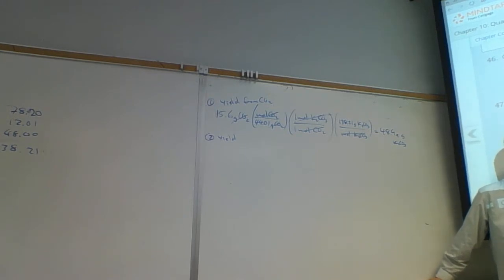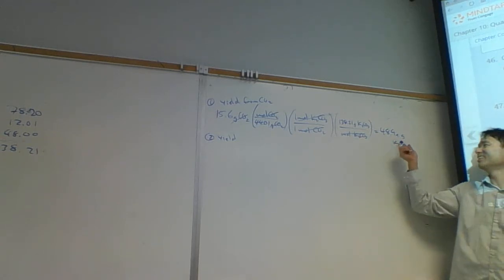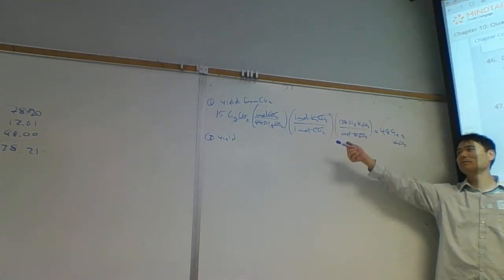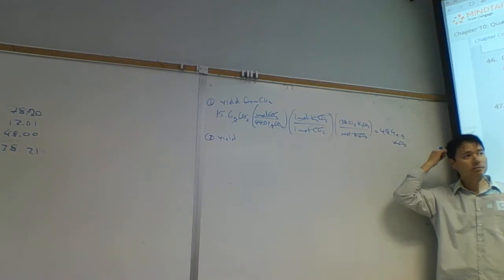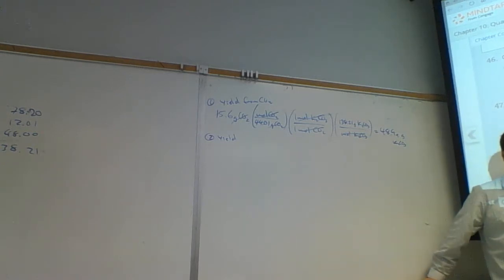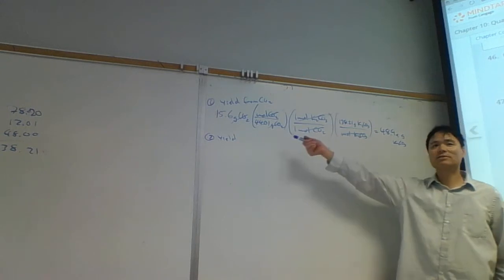For every 48.99 grams of potassium carbonate, there's 15.6 grams of carbon dioxide. Okay. For every 48.99 grams of potassium carbonate, you would have 15.6 grams of carbon dioxide. That works. Anybody else? Yeah. We create this much if we use this much.